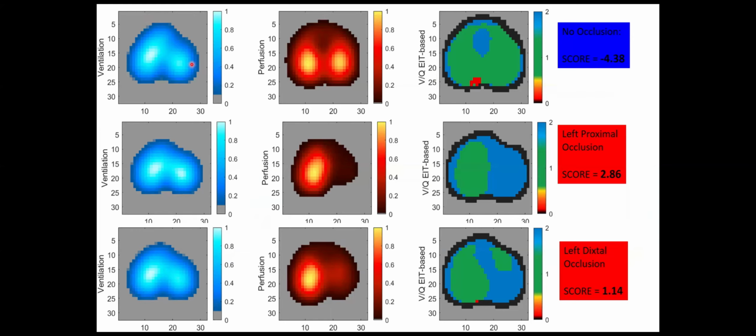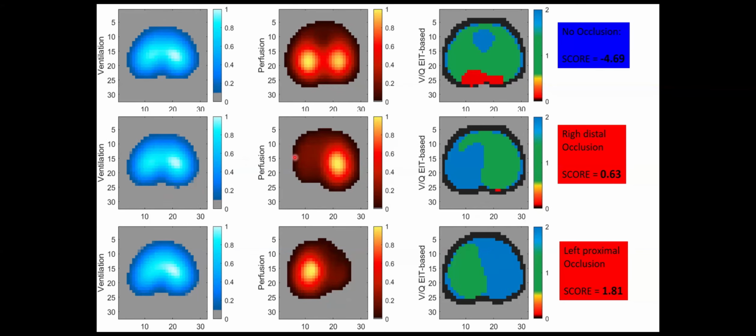For instance, this is bilateral perfusion, completely normal ventilation. The score is negative, so no suspicion of pulmonary emboli. Here, we have a left proximal occlusion, very low perfusion in the left lung, normal ventilation, big dead space. The score was very high. So when this score is above 0, it means pulmonary emboli. When it's below 0, the suspicion is very low. Here it's an intermediate situation because the occlusion was more distal. The score was slightly positive, but not like in this one.